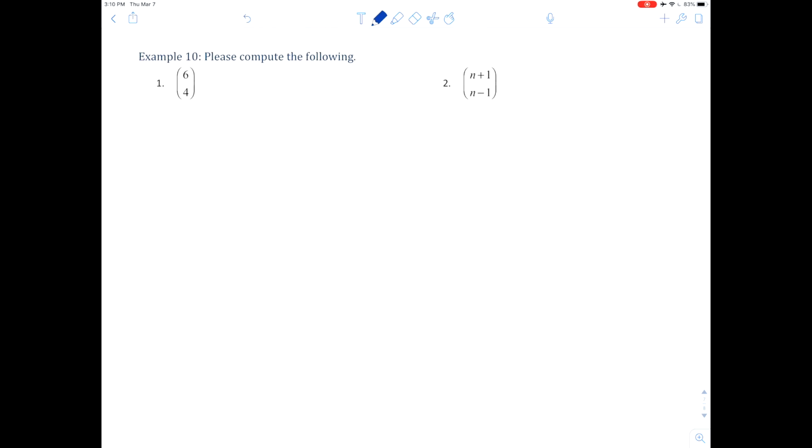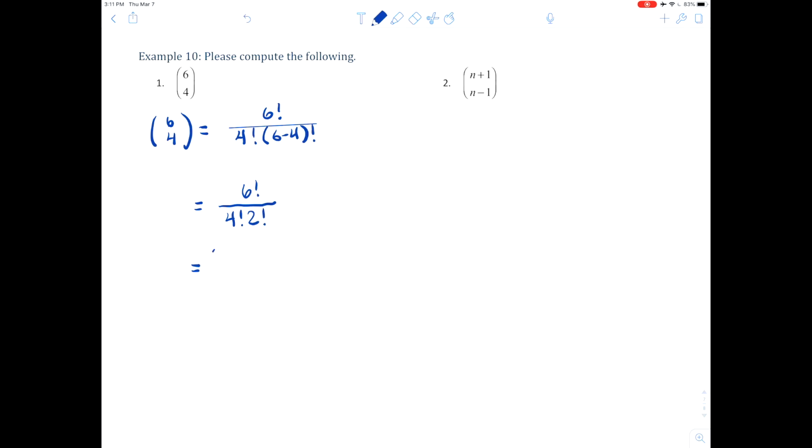So example 10, please compute the following. So here, 6 choose 4. 6 choose 4 is equal to, so my n in this one is 6. So 6 factorial over the number of subsets we're dealing with, which is 4 factorial. And then we also in the denominator have 6 minus 4, that quantity in factorial. Cool? So this will give us 6 factorial over 4 factorial times, beautiful, 2 factorial.